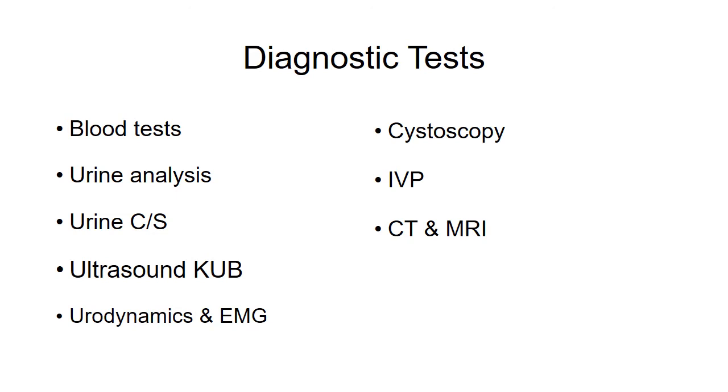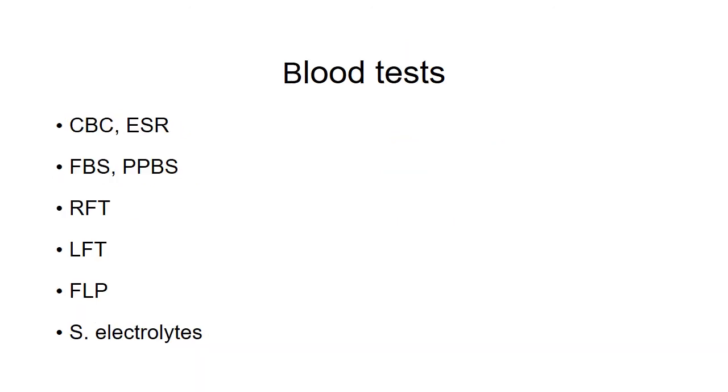Now, moving to diagnostic tests, commonly prescribed are blood tests, urine analysis, urine culture and sensitivity, ultrasound of kidney, ureter, bladder, urodynamics and electromyography, cystoscopy, IVP, CT, and MRI. The blood tests commonly prescribed are CBC-ESR to assess the general condition of the patient, like hemoglobin, total count, ESR, etc. For assessing the glycemic status, we have to do fasting blood sugar, postprandial blood sugar, and sometimes we may need to do HbA1c also.